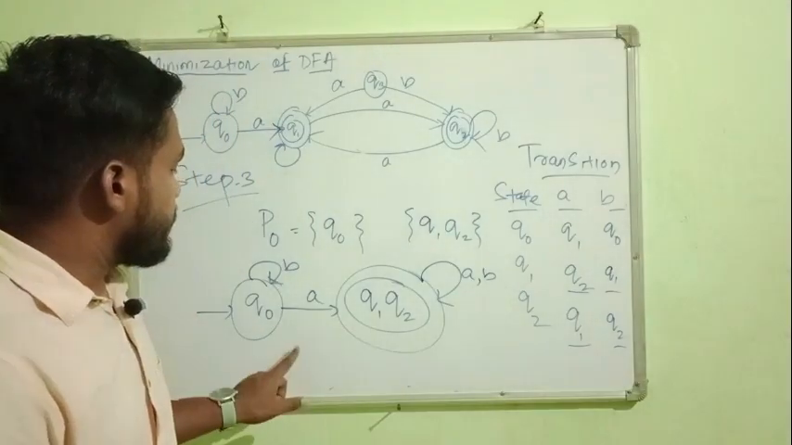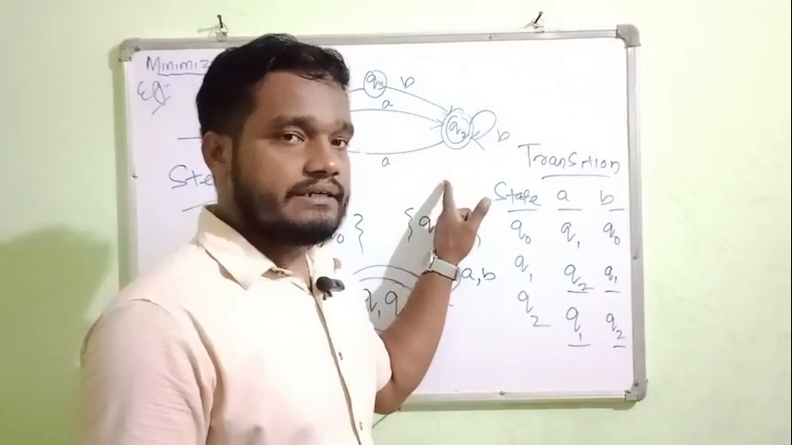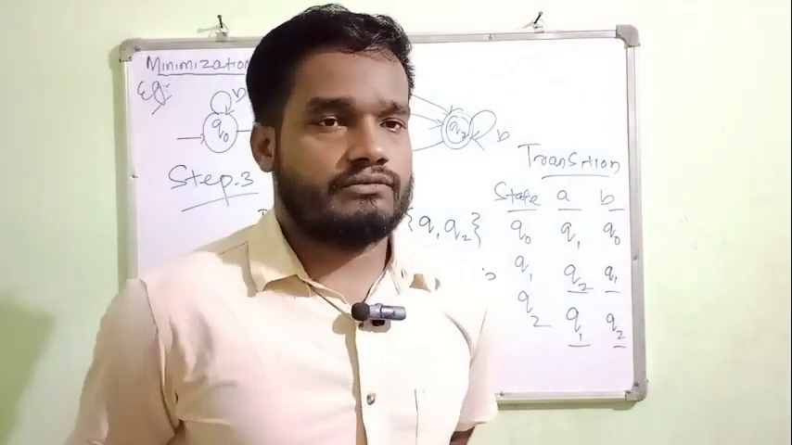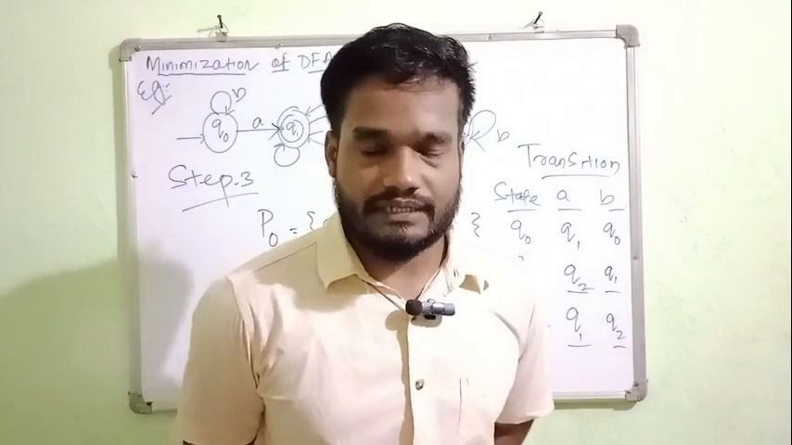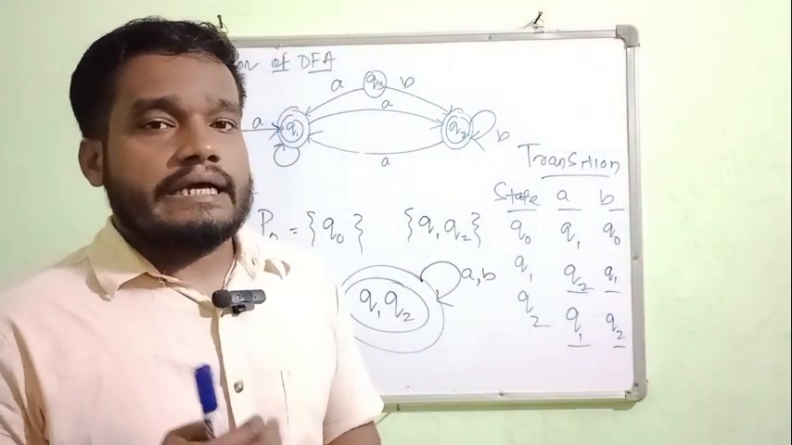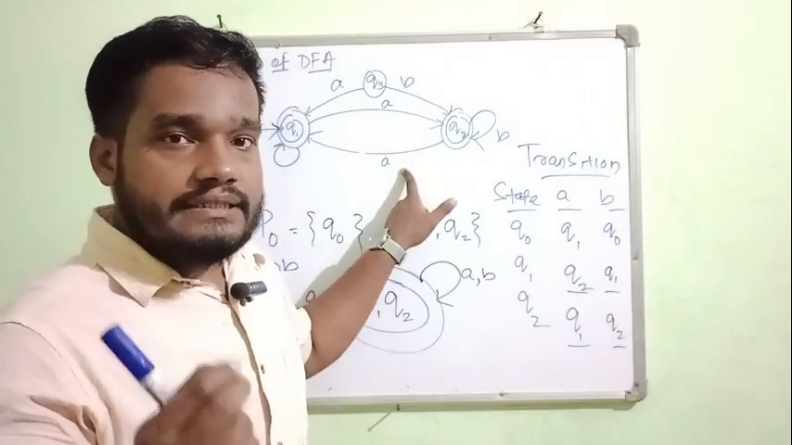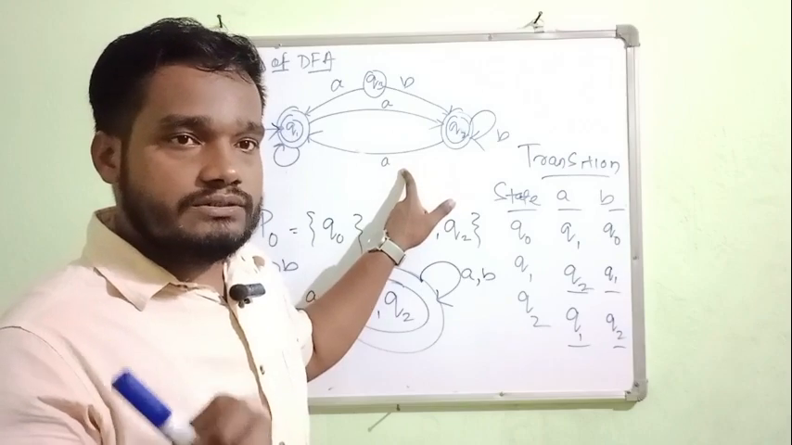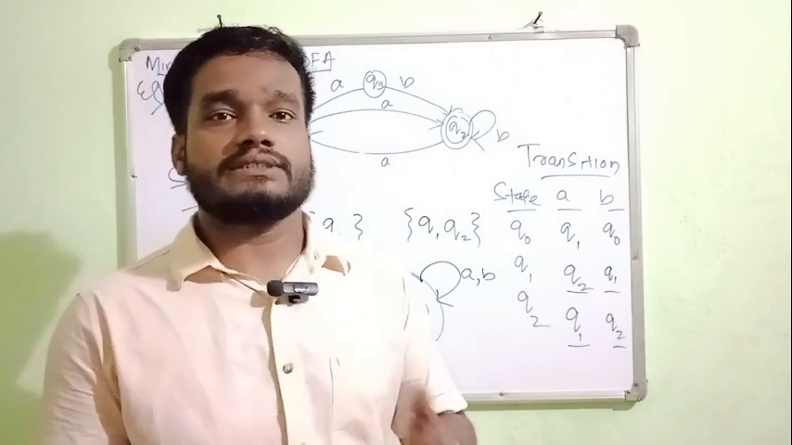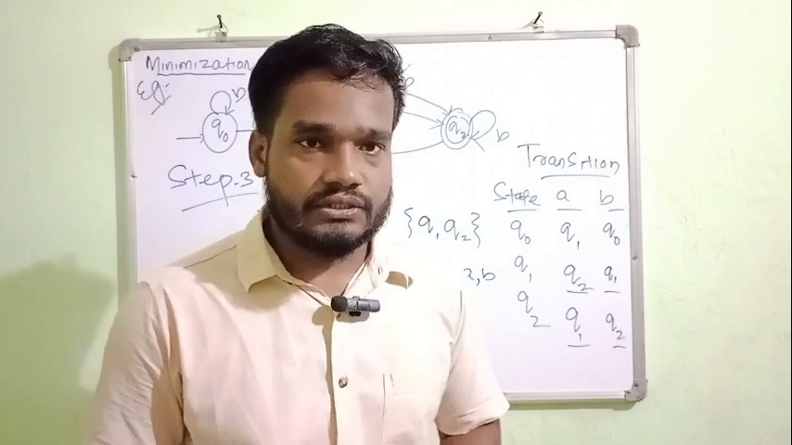Here we are getting the minimized DFA and the original DFA. One more important thing you must know whenever you are doing a question on minimization of DFA: the result of the original DFA will always be the same as the result of the minimized DFA. If the result changes, then it is not a proper procedure to minimize the DFA.